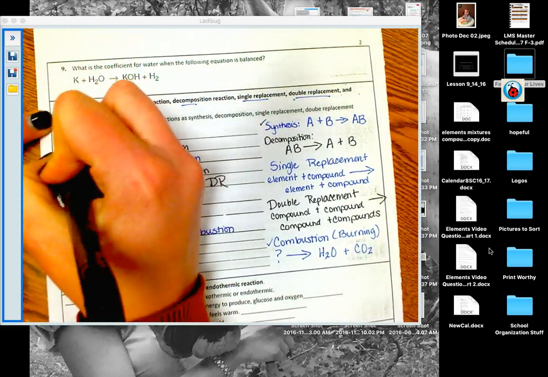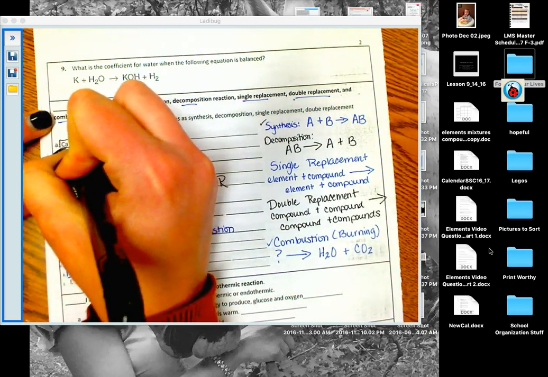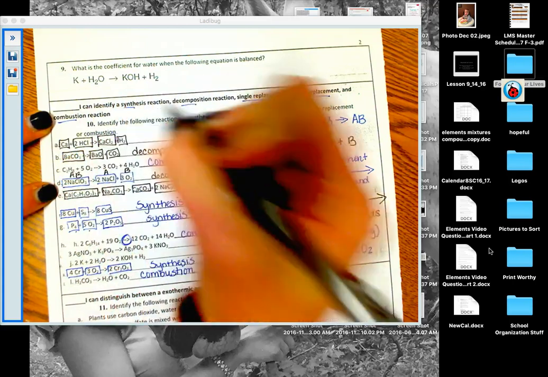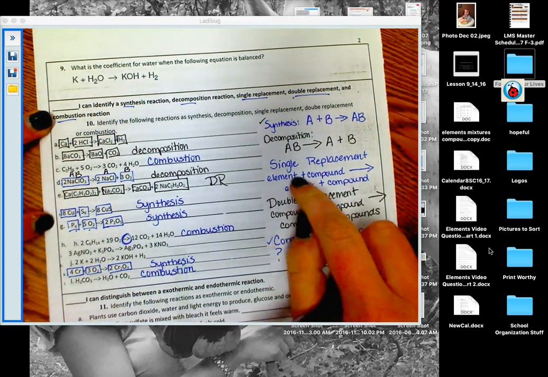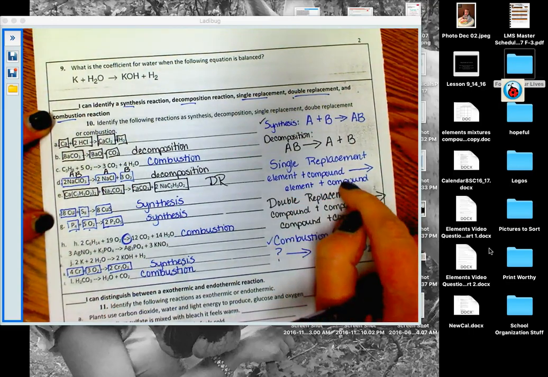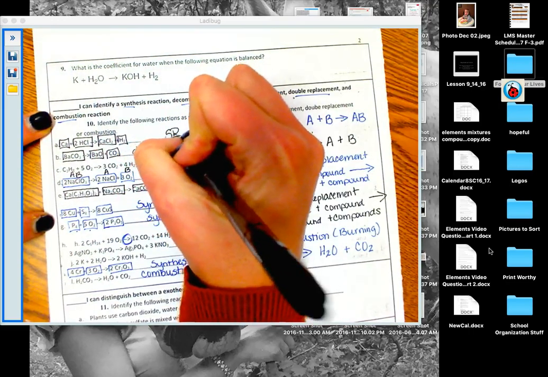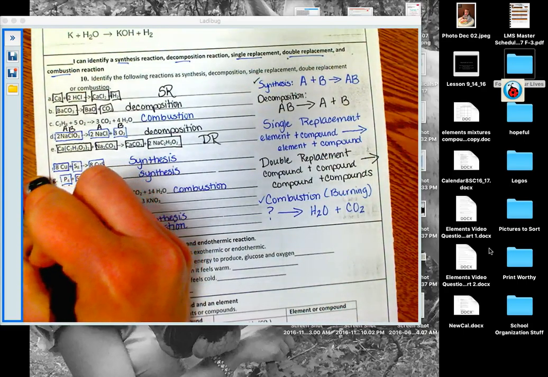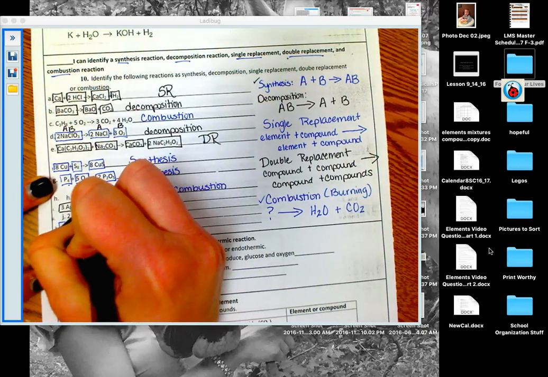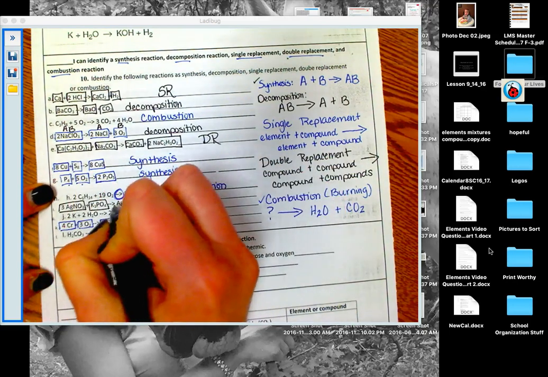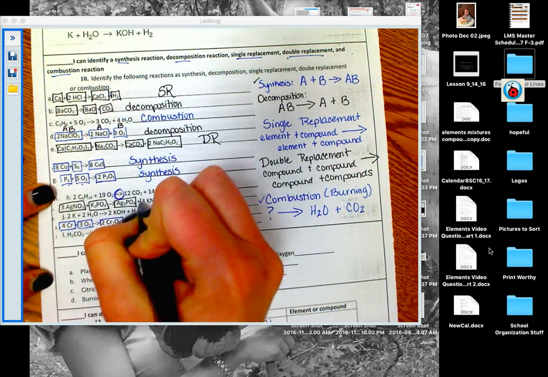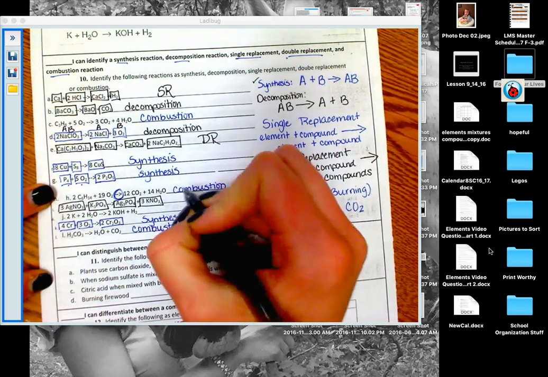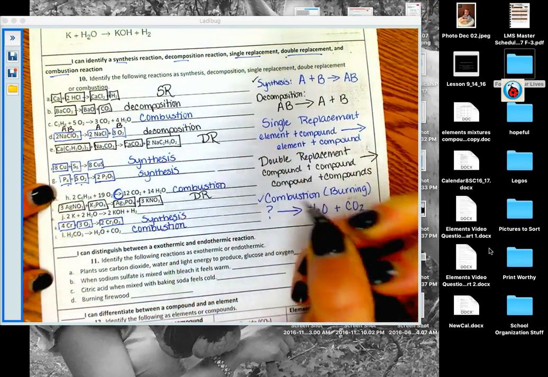Let's go back up and look at this one. You have an element here plus HCl, a compound, yields a compound and an element by itself. So this one would be element plus compound turned into element and compound. So that's going to be single replacement. Down here, you have silver nitrate. Compound, compound, compound, compound. That's going to be double replacement.